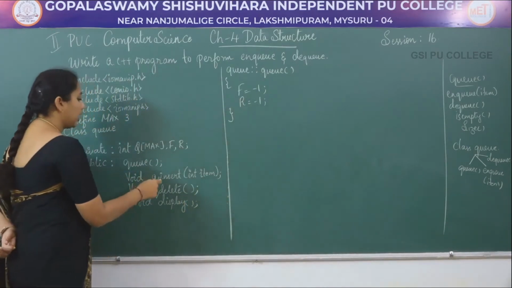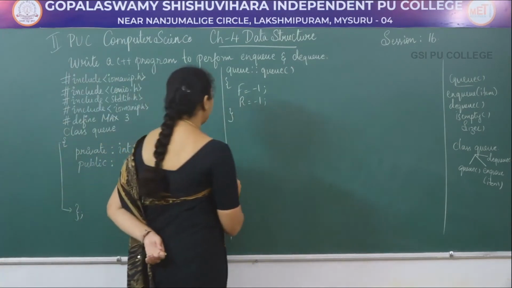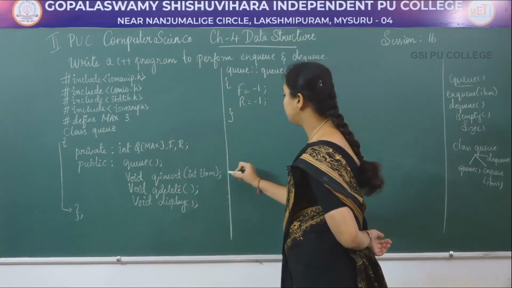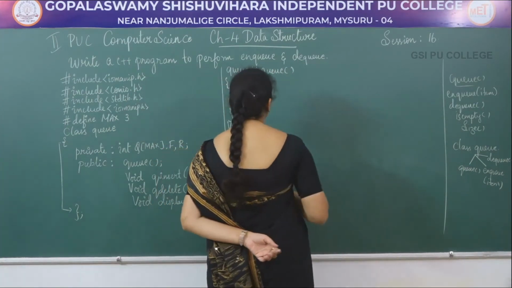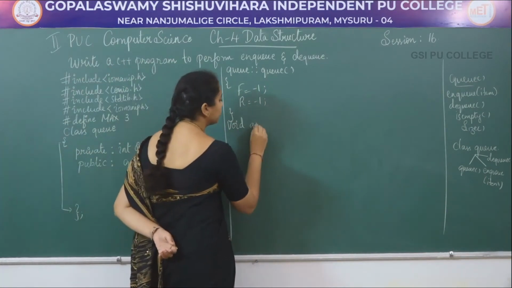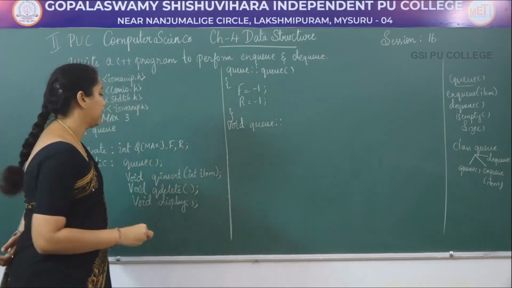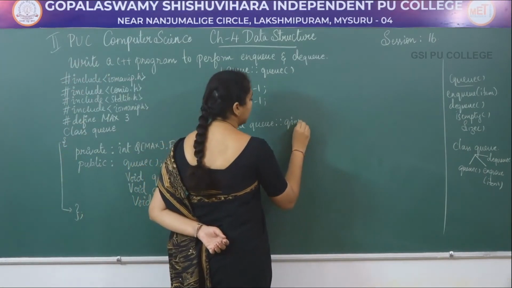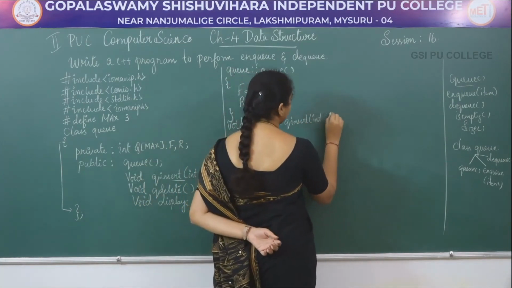Next, I am going to insert an item into the queue. We are defining this function outside the class, so for that we have to first mention the return type. What is the return type? The return type is void. What is the class name? The class name is queue, followed by the scope resolution operator, then the function name. What is the function name? Queue insert, int item.